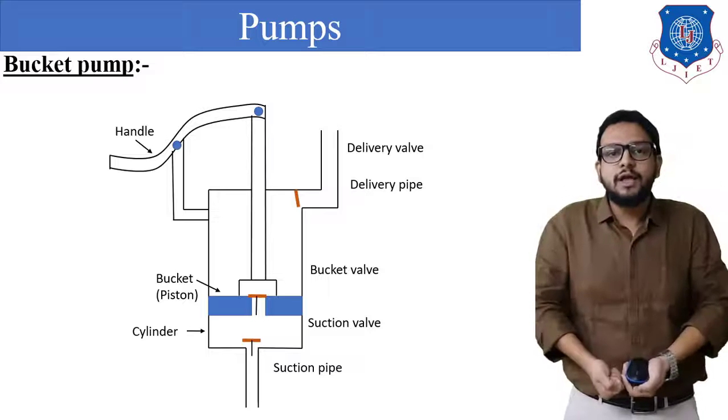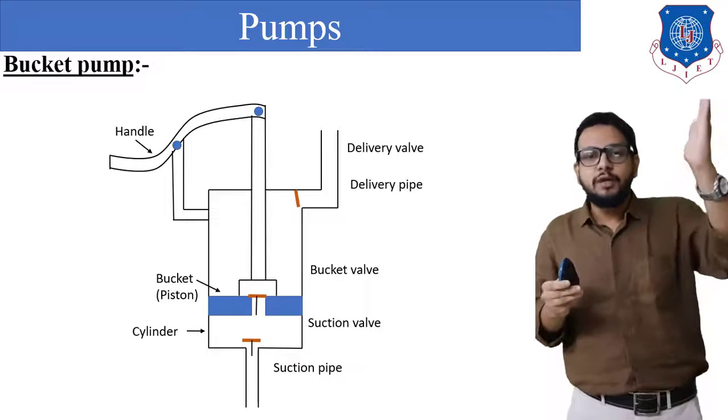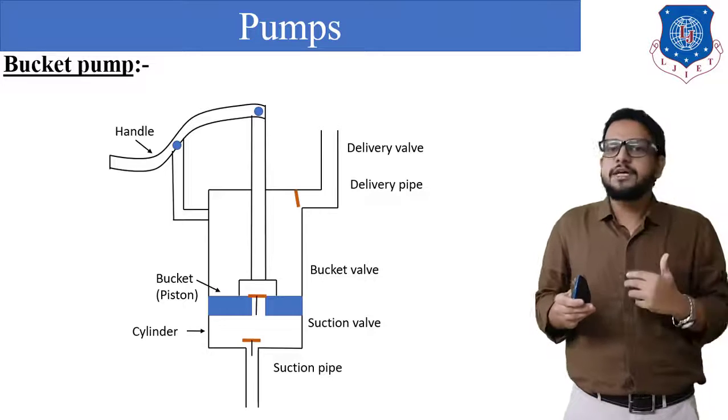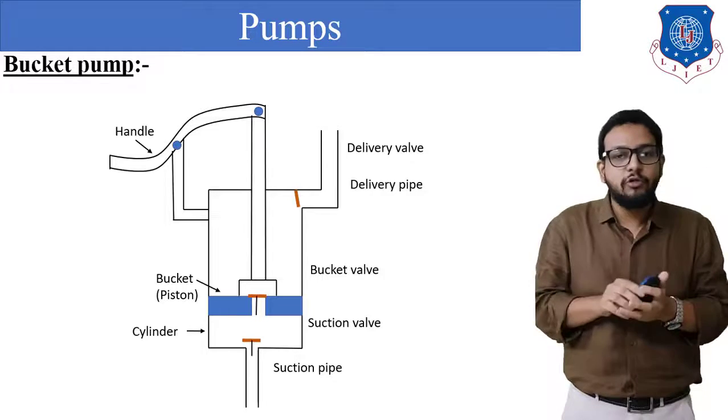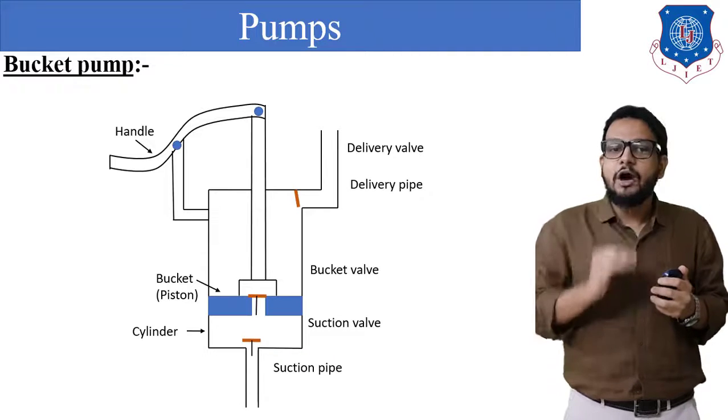So when I move the handle in an upward direction, with respect to the linkage, the piston rod will move in a downward direction, and with that the piston will also move downward. So what is going to happen? At that time, pressure will be exerted by the piston on the downward side.